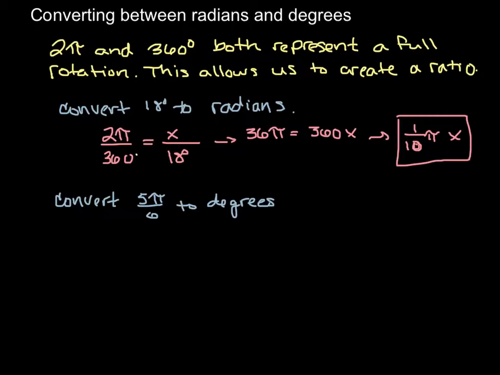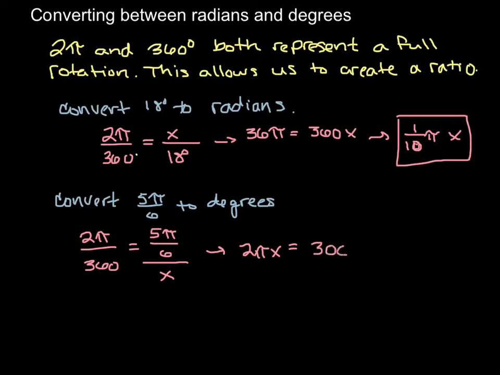Now we're going to go the opposite direction. We're going to change 5 pi over 6 to degrees. Same idea. We know that 2 pi is the same thing as a full rotation in degrees. And we're trying to find how many degrees are in 5 pi over 6. So now we're going to cross multiply. So we have 2 pi x equals 5 times 360 divided by 6, which is about 300 pi. And now we just want to solve for x, so I'm going to divide both sides by 2 pi. That means x is going to equal 150 degrees. Alright, so we just converted degrees into radians and radians into degrees.